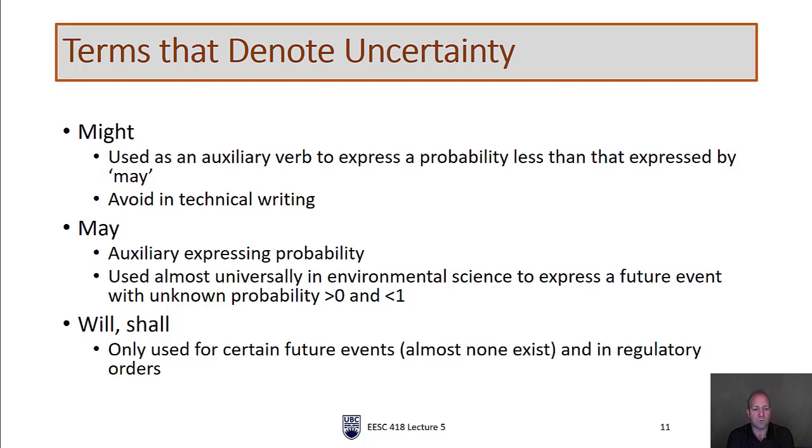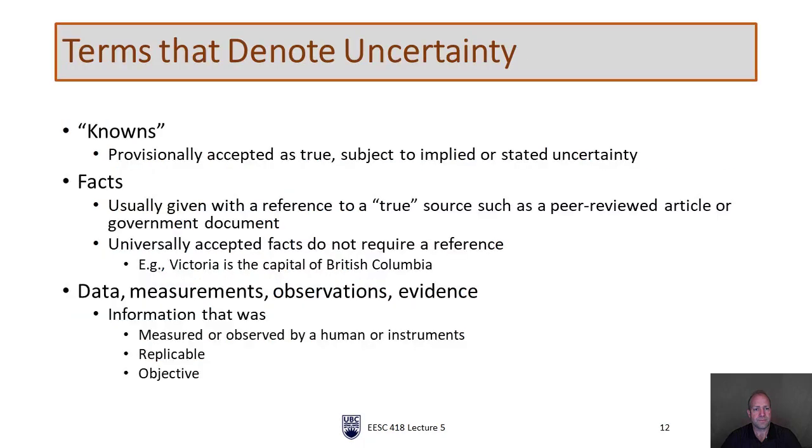However, we really don't have a better basis than this unless we are using some probability, in which case we can cite the probability. Will or shall, these express some certainty, so only used for certain future events. And again, almost nothing is certain about the future. However, it is used in regulatory orders where the government will say the proponent shall do this, or the company shall do that, or will do that, in which case they're ordering something to happen.